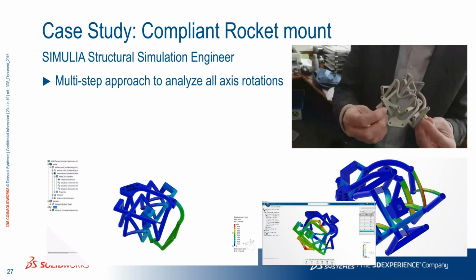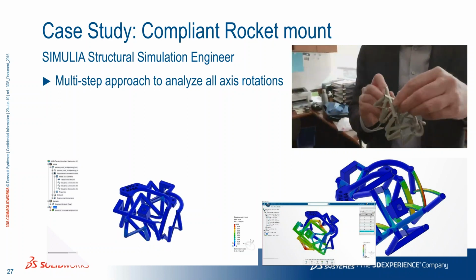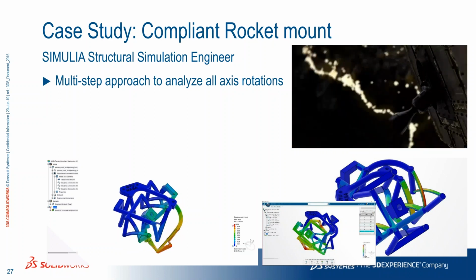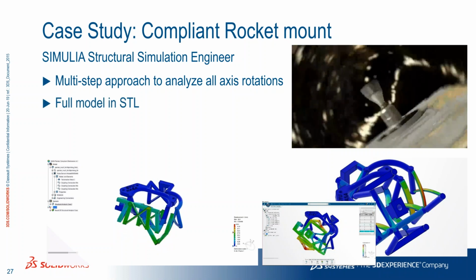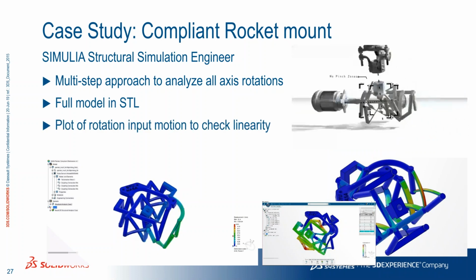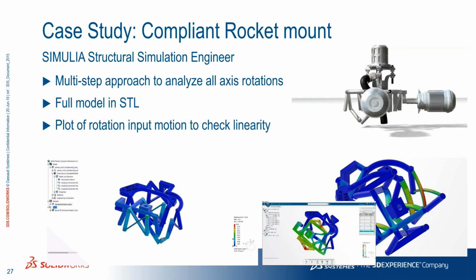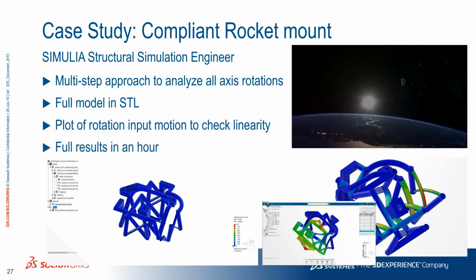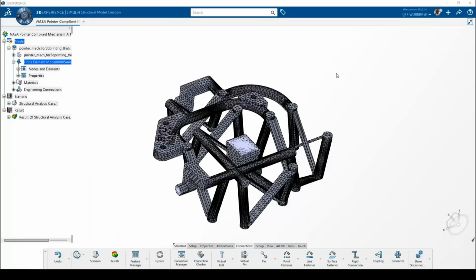So for this case, I've used a multi-step approach that is a characteristic. It's one of the best features that we have in SSE to analyze all the axis rotation. We will see in a moment how it works. Again, it's a model in STL, and the final results will also be to plot the rotation input versus the rotation output, of course, to check the linear correlation if it's a linear correlation. And the full results I've been able to run in an hour.